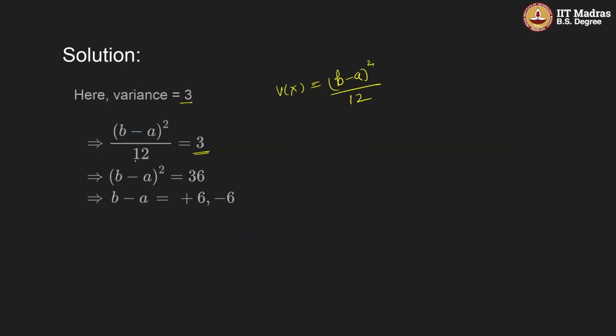Now we will multiply by 12 here. So this will be equal to 36, so (b minus a) whole square is equal to 36. Taking square root on both sides, b minus a will be plus or minus 6 only. So we have two values, plus 6 and minus 6.